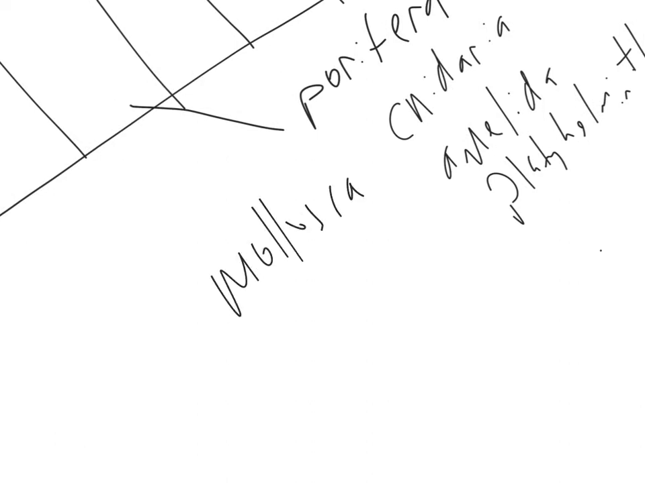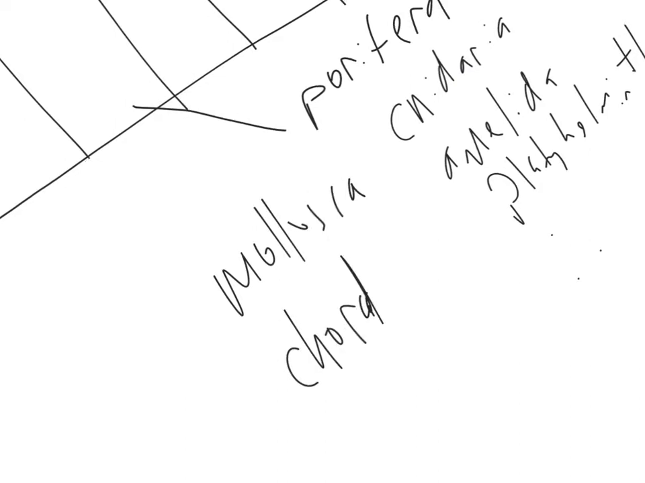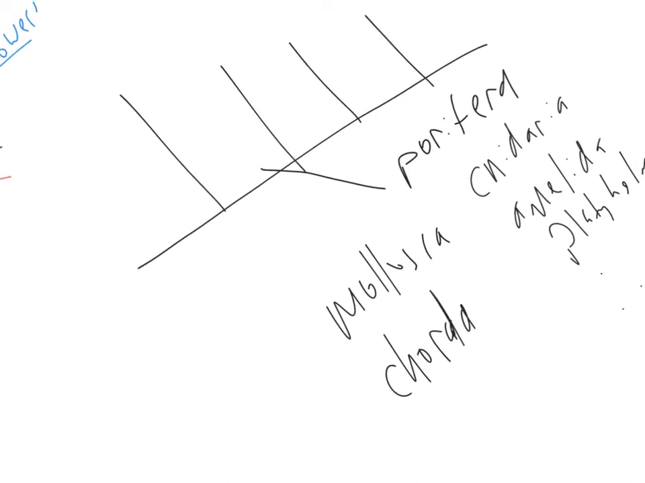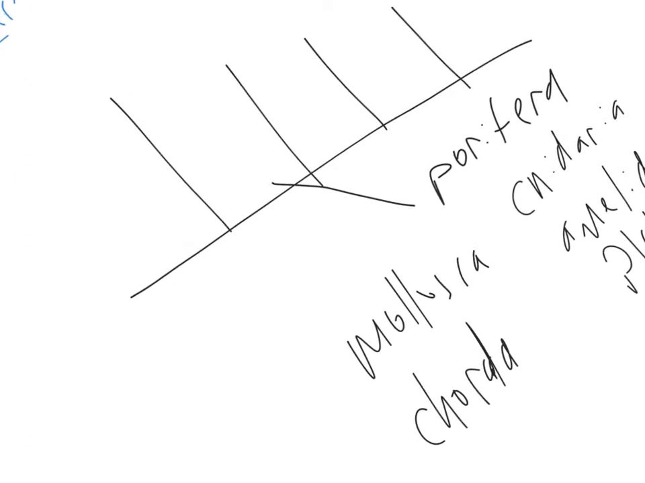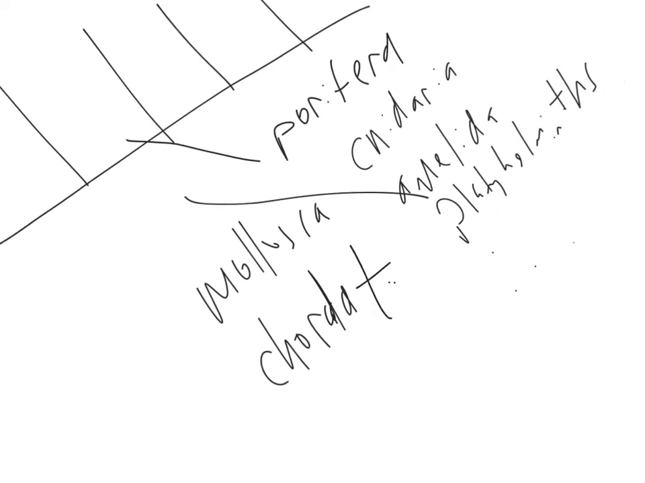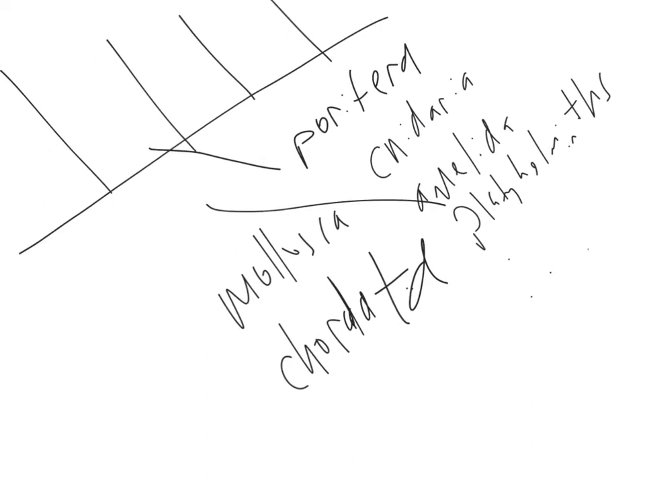You have mollusca. Mollusca is going to be your snails, and even an octopus is a mollusk. And then you have chordata, and chordata is us. Chordata basically has a spine. Okay, there's a T there. Okay, chordata. Each of these you have to know: Porifera, Cnidaria, Annelida, Platyhelminthes, mollusk, chordata.